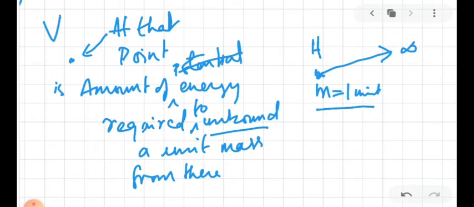So if you wanted to unbound it, you had to move it from that point to infinity. That's what it means. So that is the energy. The V here at H is the amount of energy you would require for the unit mass to get unbounded from that point. So that is what it means.